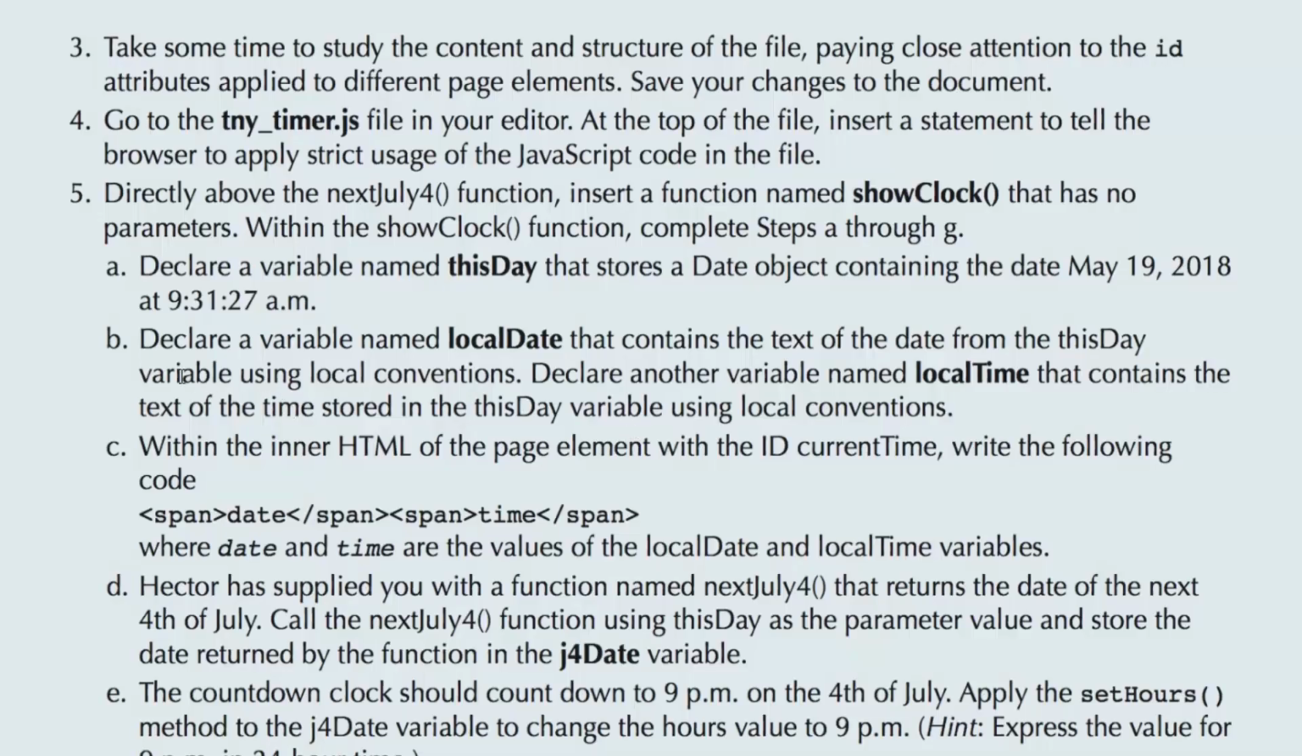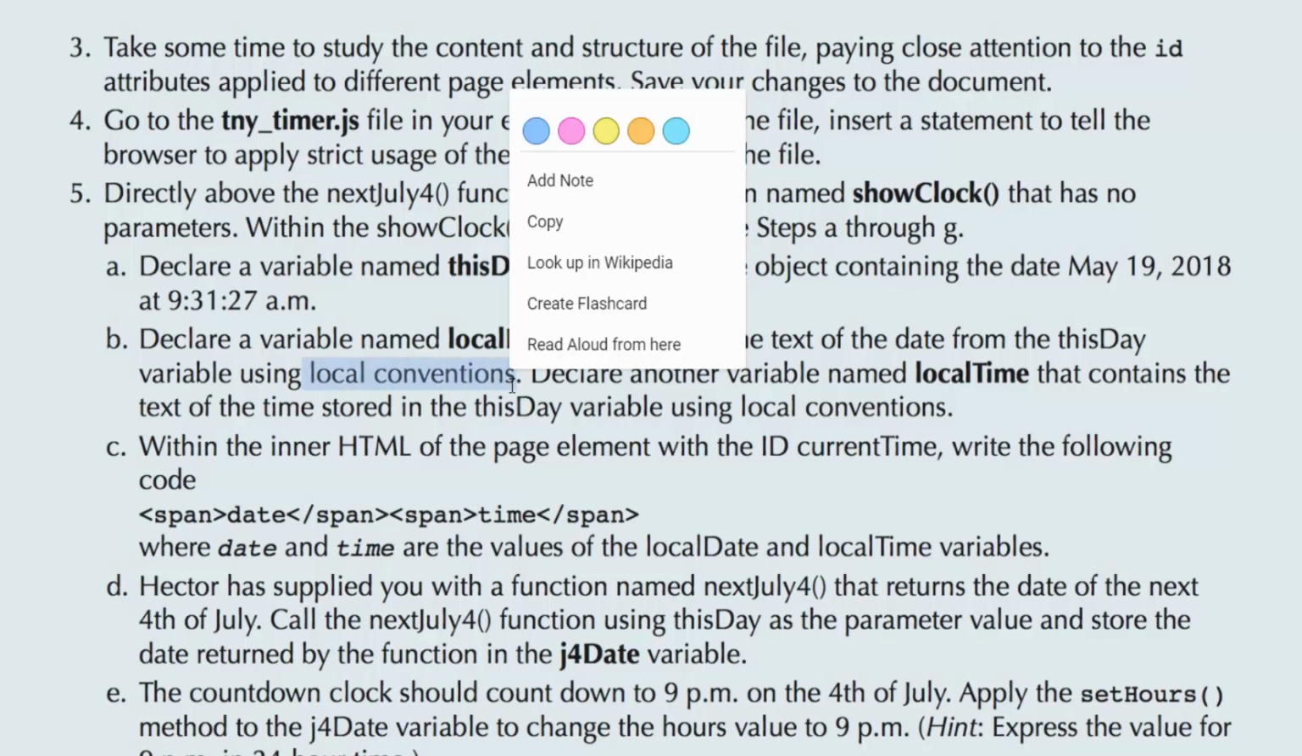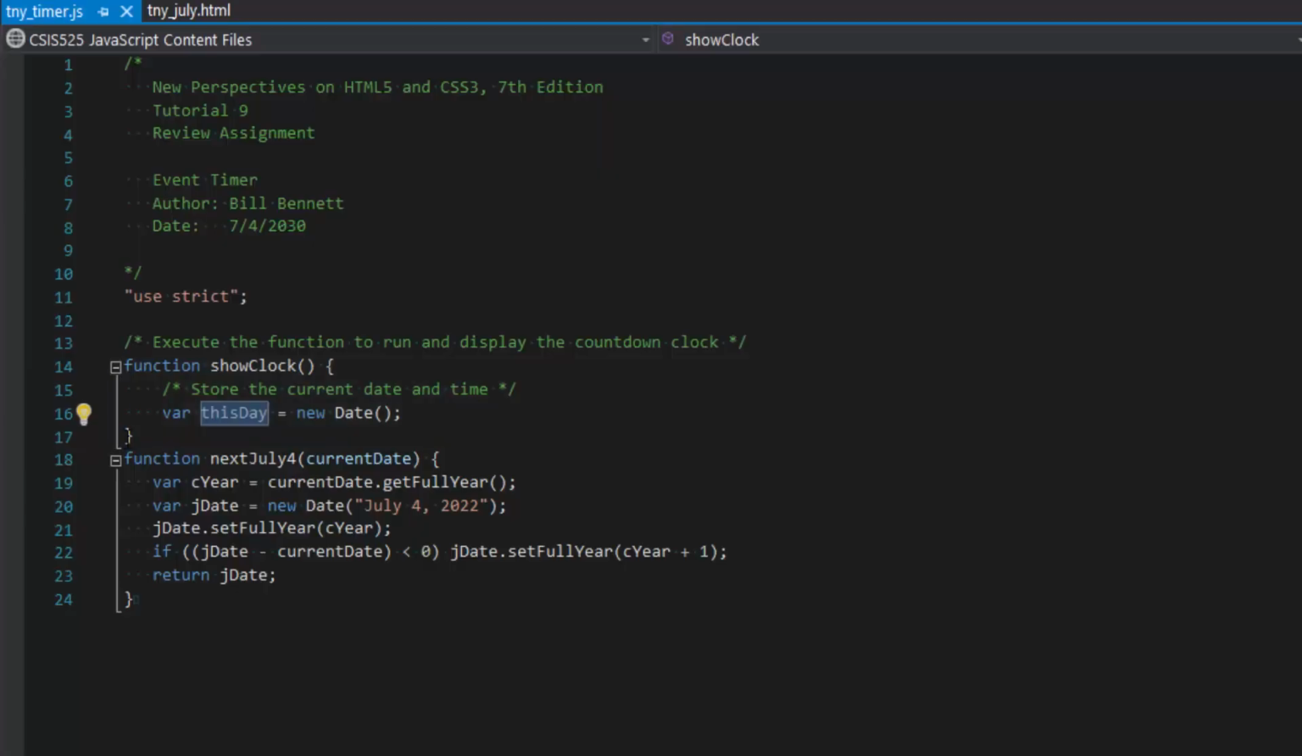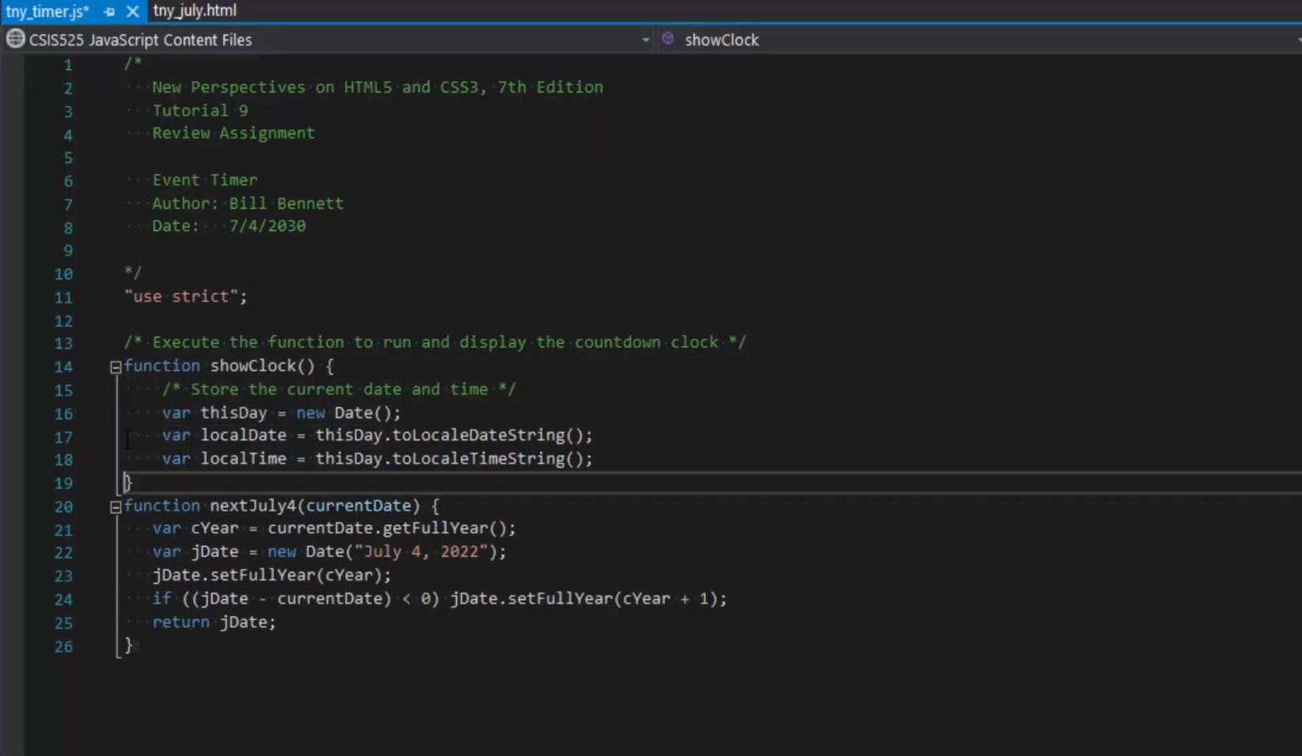In step B, we're going to declare a variable named localDate, and that will contain the text of the date from thisDay, the variable that we just created in the last step. And we want to apply local conventions to that, so that means the toLocaleDateString method needs to be applied. And then declare another variable named localTime that contains the text of the time that's stored in the thisDay variable using local conventions. So again, toLocaleTimeString. Now I'm not going to comment those two, I'm just going to add them in here.